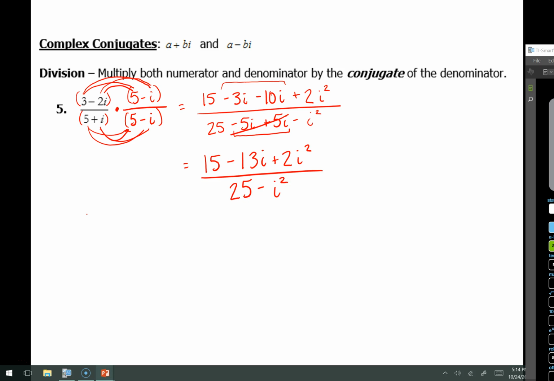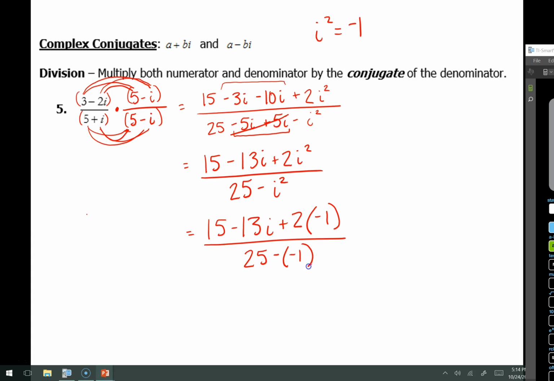So I've done all I can here, but now I need to do the substitution. Remember, what does i squared equal? It equals negative 1. So I'm going to substitute in now for those i squareds. 15 minus 13i plus 2 times negative 1, divided by 25 minus negative 1.